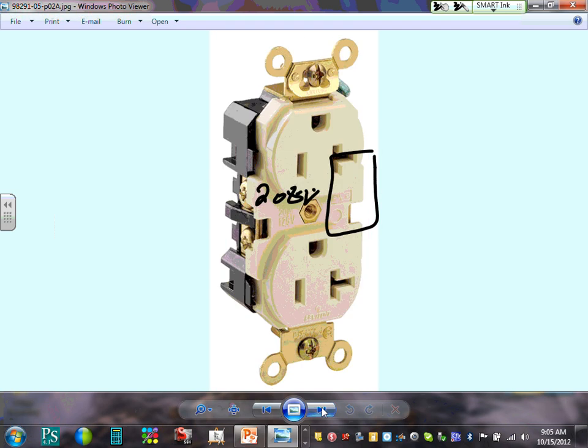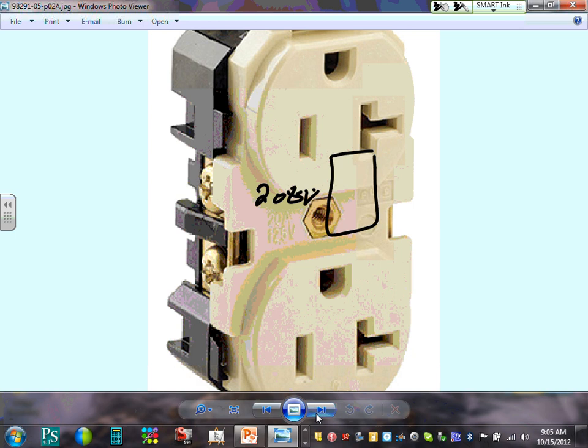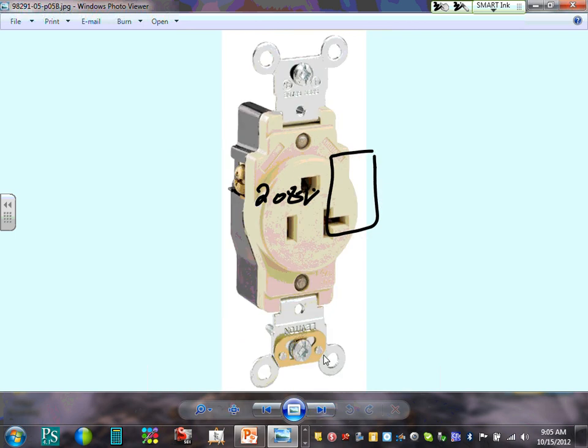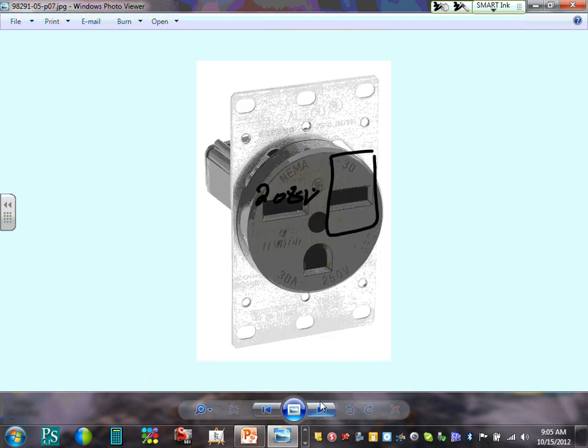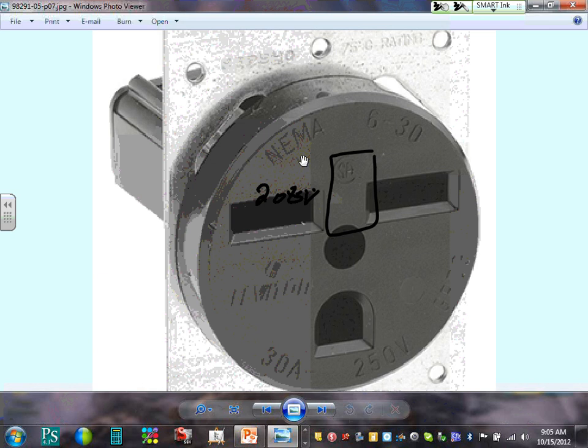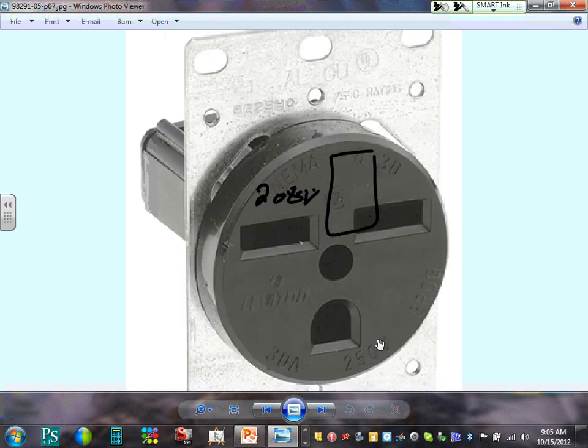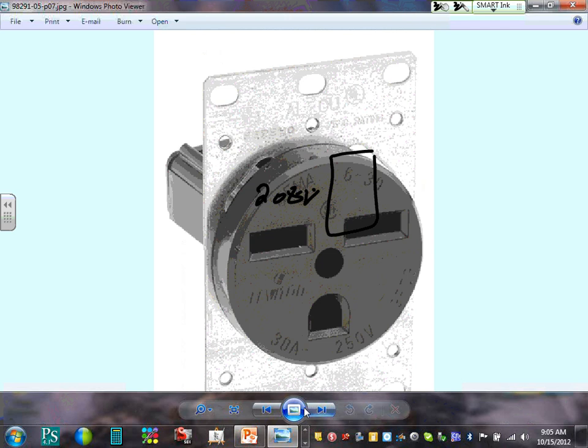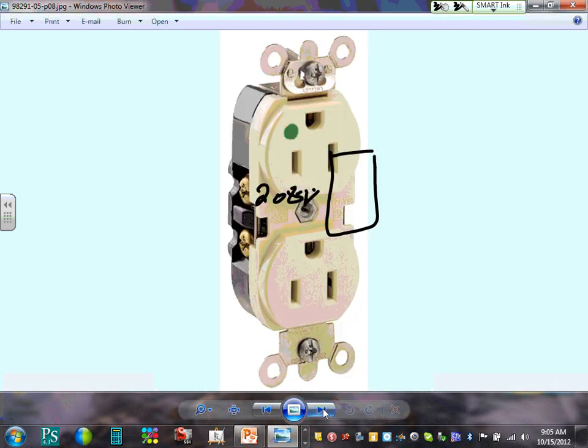Here's all the rest of them, guys. Please review them. Really nice pictures of different types of switches and receptacles, a 50 in a single pole. And this is a 30 amp. Here's your 6-30 NEMA 250, 30 amp 250 receptacle. That's typical to what? Range or something.